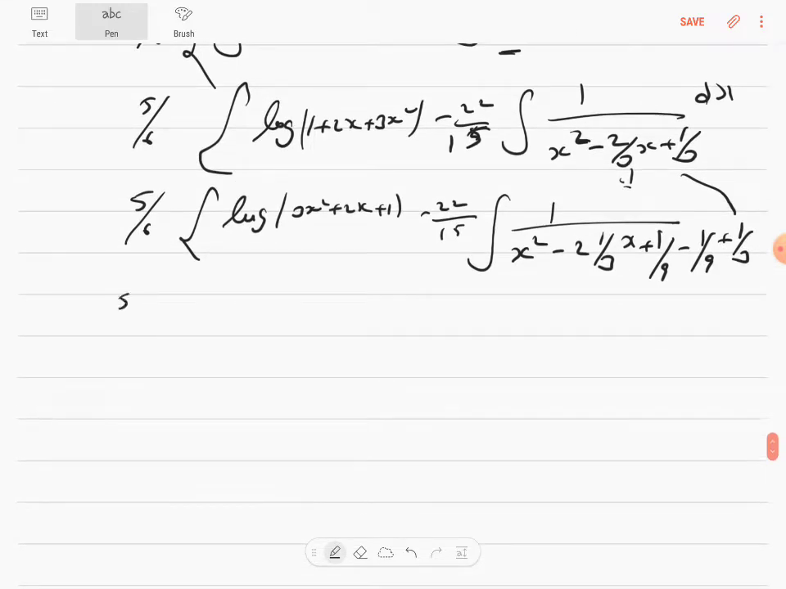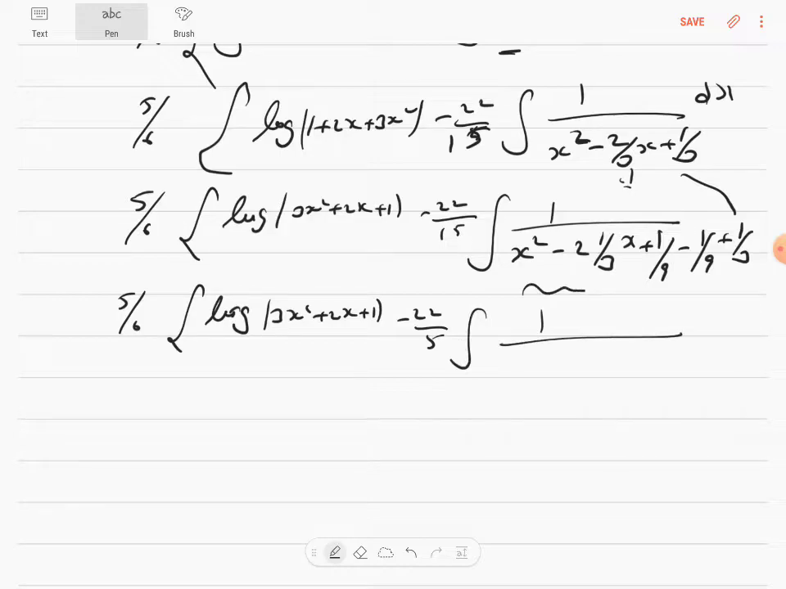So then it's 5 by 6 into log of mod of 3x square plus 2x plus 1 minus 22 by 5 into integration of 1 by x minus 1 by 3 the whole square. When you solve this, the LCM will be 9, 3 3s are 9. So it's minus 1 plus 3. Minus 1 plus 3 is 2 by 9. So plus 2 by 9 into dx.